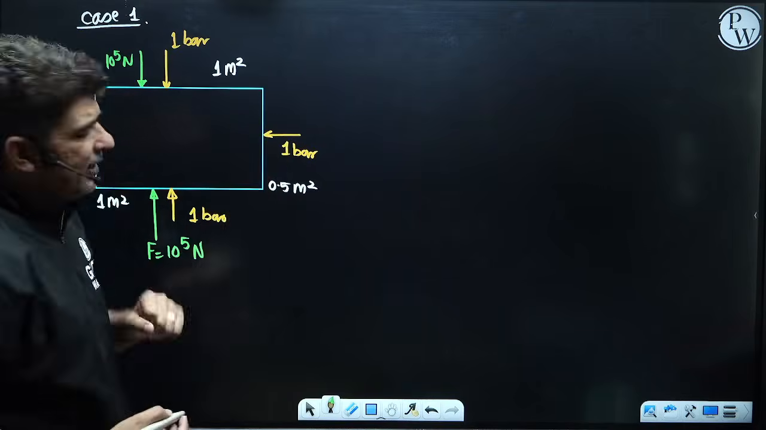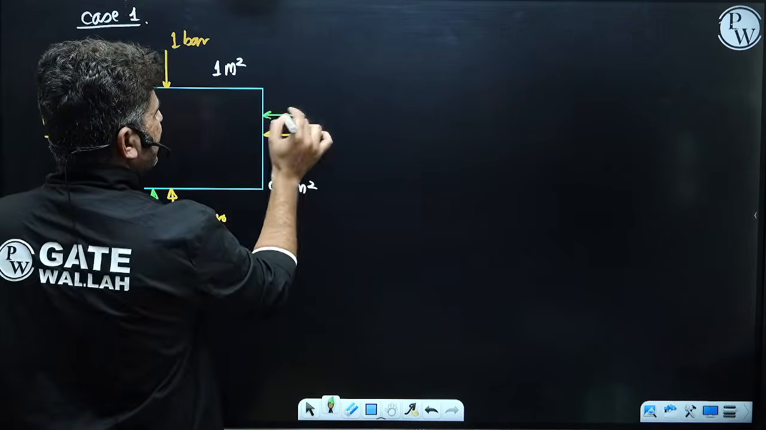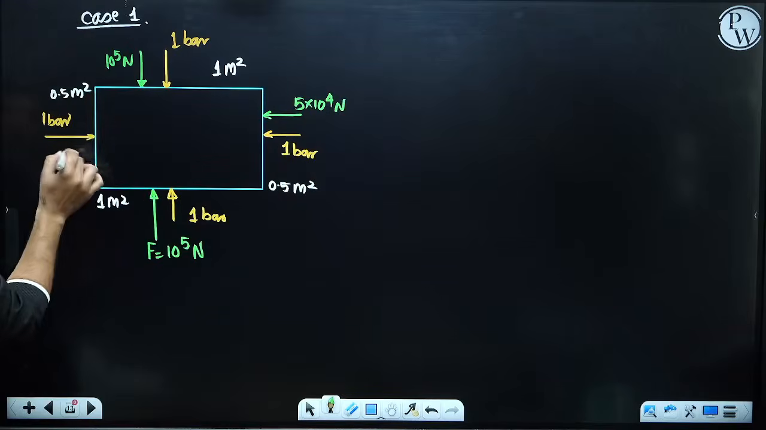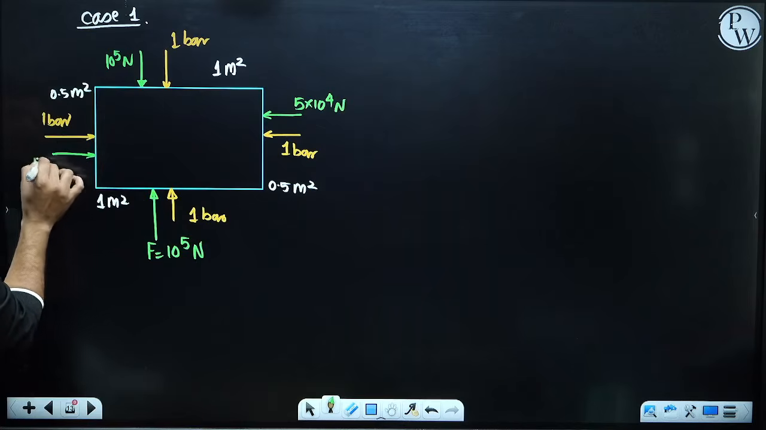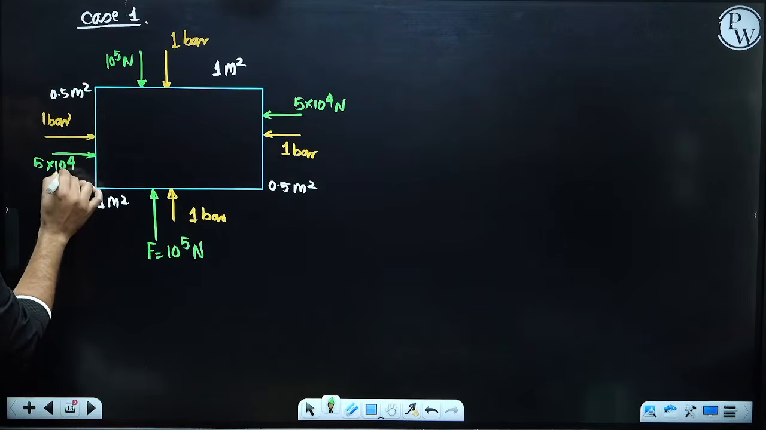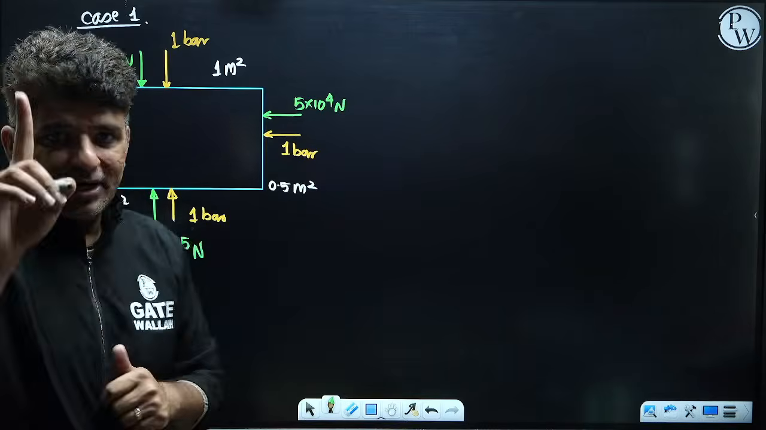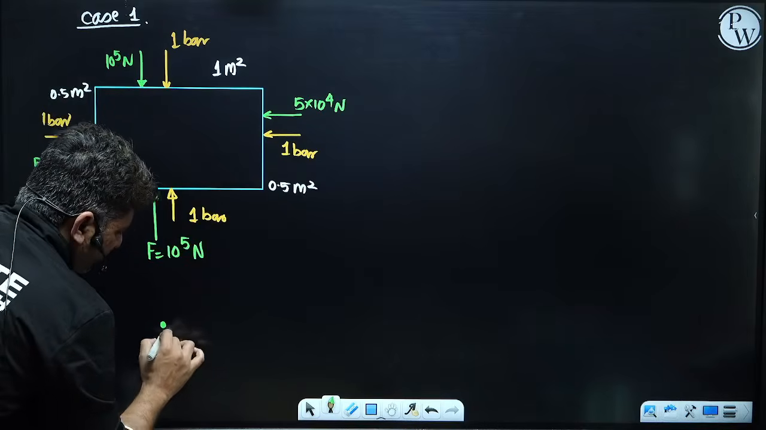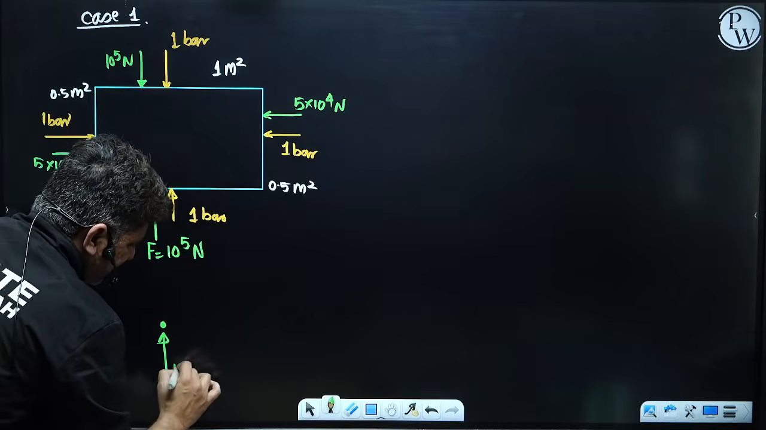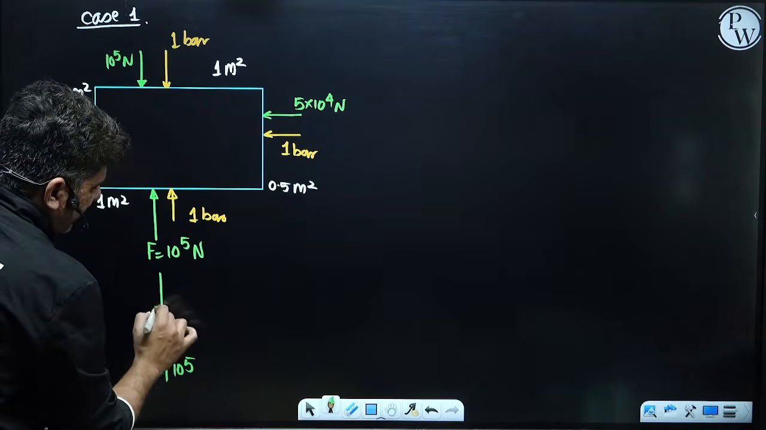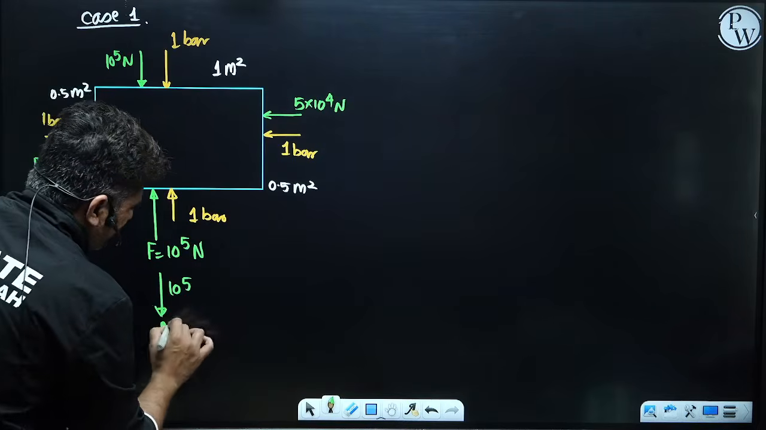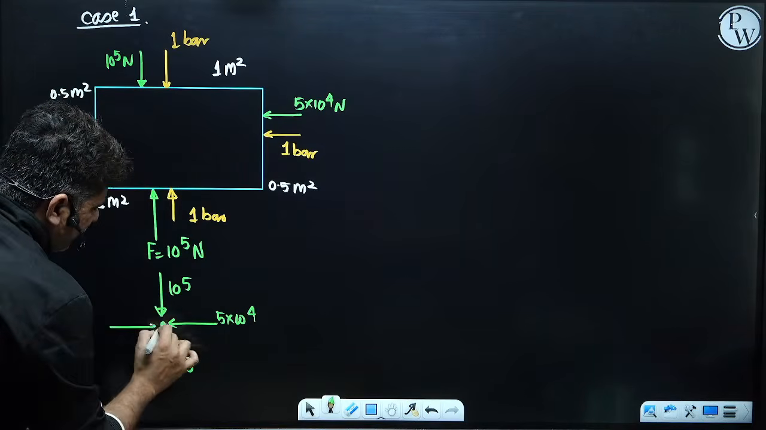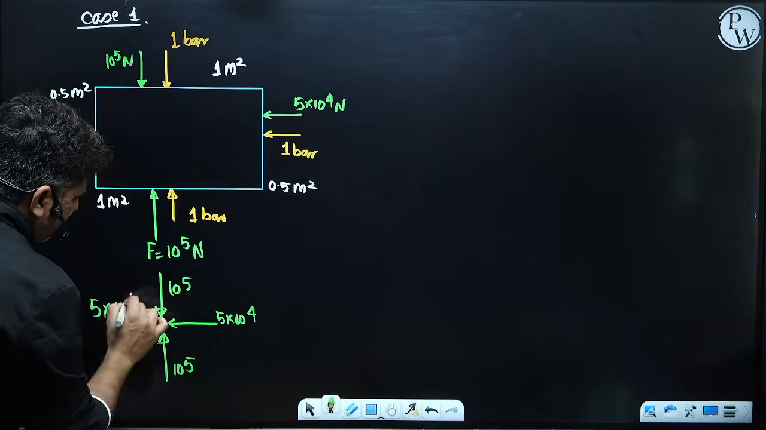If I see over here, there will be force acting which is 5 into 10 raised to power 4 Newton. And there will be a force which will be acting over here. That will be 5 into 10 raised to power 4 Newton. So there are 4 forces acting on this surface. If I see all 4 forces, this is 10 raised to power 5. There will be a force acting 10 raised to power 5. There will be a force acting 5 into 10 raised to power 4. And there will be a force acting 5 into 10 raised to power 4.